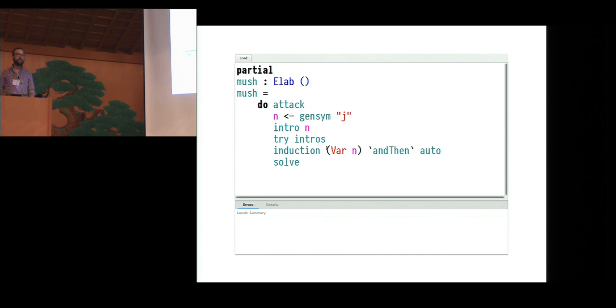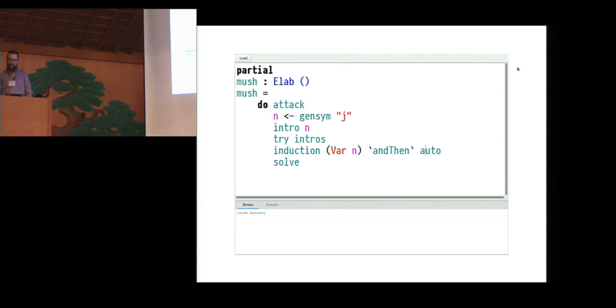Then it'll do induction, where induction is a program written entirely using elaborator reflection that first goes off and generates an elimination principle for the data type in question, and then does some unification with the goal to figure out how to invoke that eliminator, and returns a collection of new holes corresponding to the parts of the inductive argument. And in each of those holes, it runs auto.